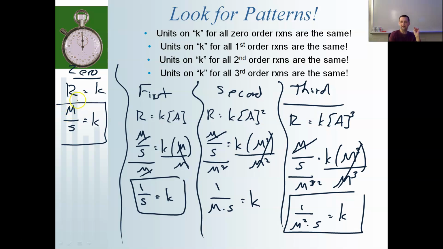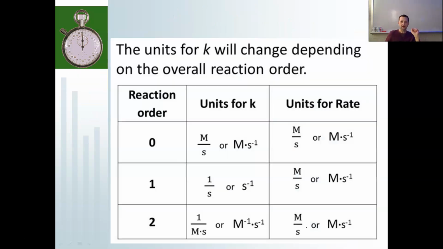So you see the pattern here. Molarity ended up at the top for zero order. It canceled out for first order. It moved to the denominator for second order. And then we have now molar squared in the denominator for third order. Okay, guys? So it's important to know that and to see those patterns.